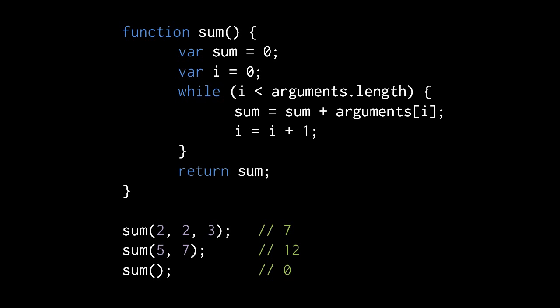So if we call the sum function with the arguments 2, 2, and 3, we get 7, sum with arguments 5 and 7 returns 12, and sum with no arguments returns 0. Because when the arguments array is empty, the loop is never entered, and so the initial value of sum, 0, is returned.